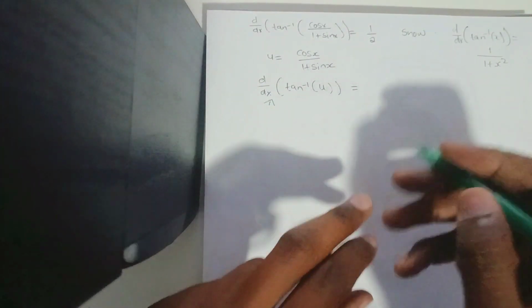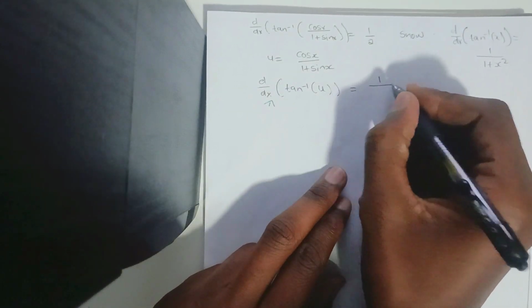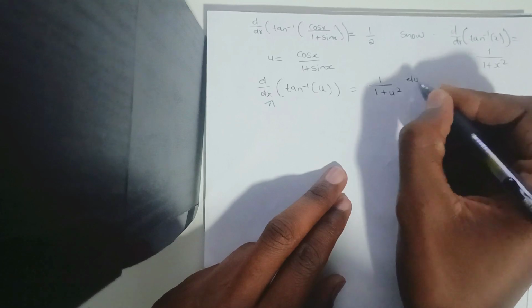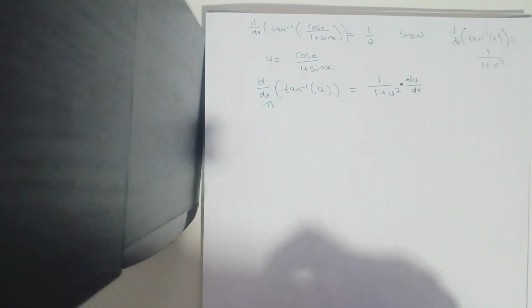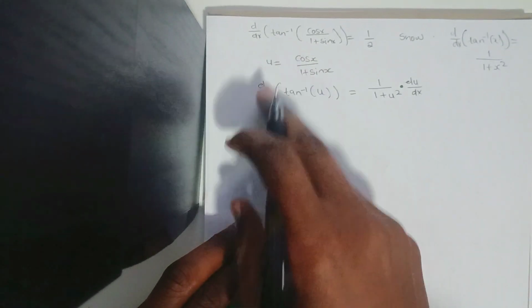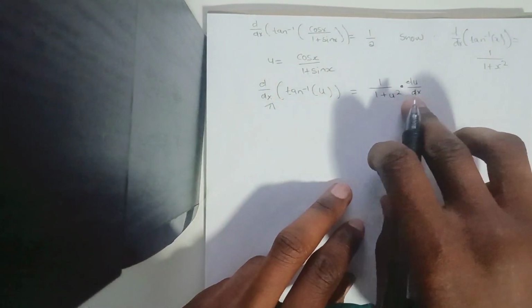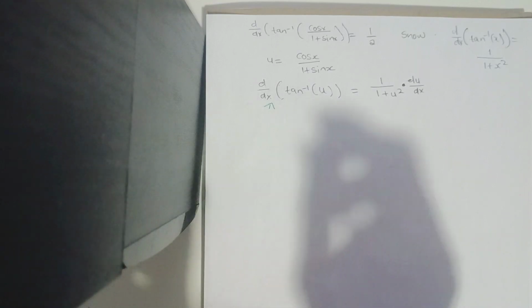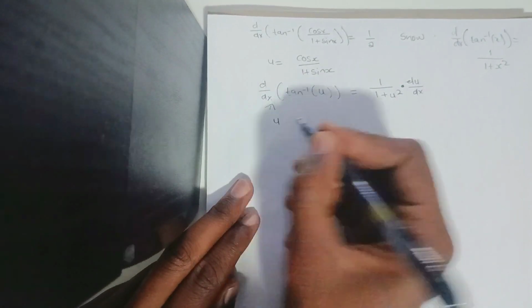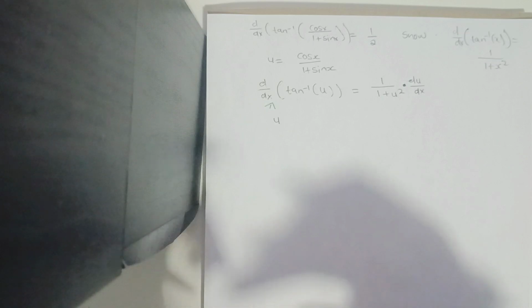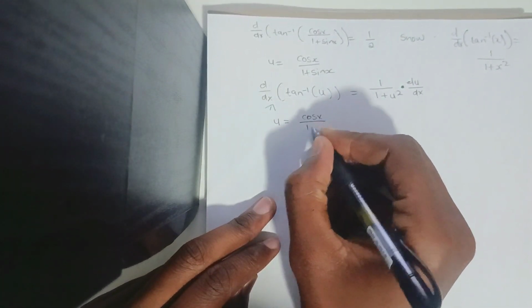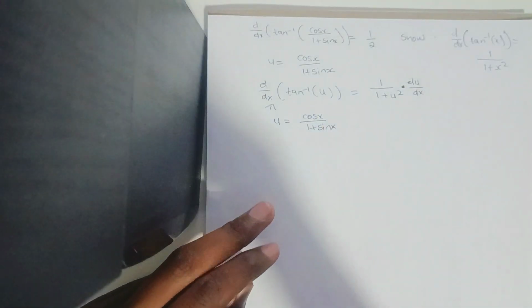So what will happen? We are going to derive this implicitly, right? We're going to have 1 over 1 plus u squared, then du over dx, because we are deriving this with respect to x implicitly. Now we must get our u, right? So now we are going to derive our u. So our u is equal to cos x divided by 1 plus sine x, right?